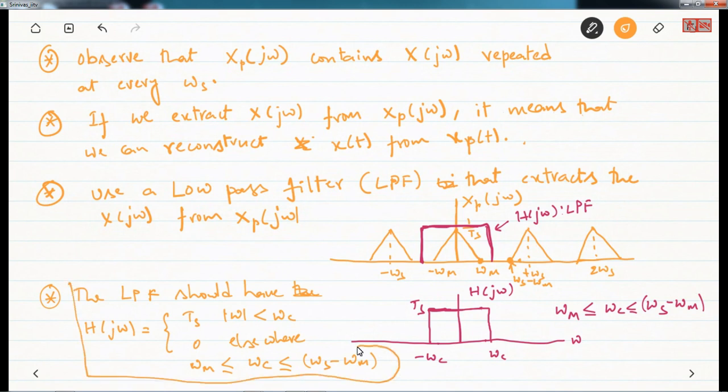So if we use this filter, then we will get back our x of j omega, right? That means we are able to successfully reconstruct the original signal x of t from the sampled signal xp of t, right? Yeah. So now let us put everything together, right? If we put everything together, what we will get is something like this.